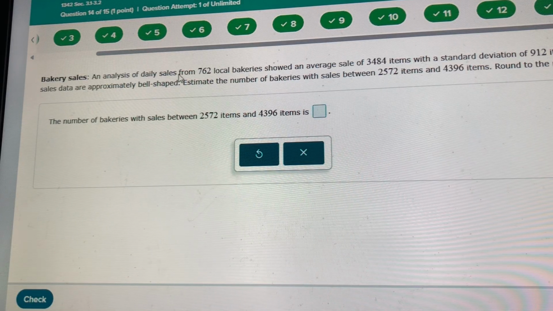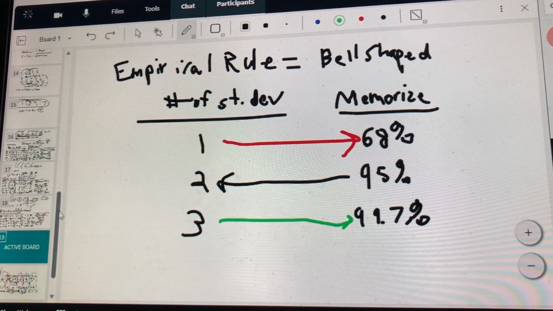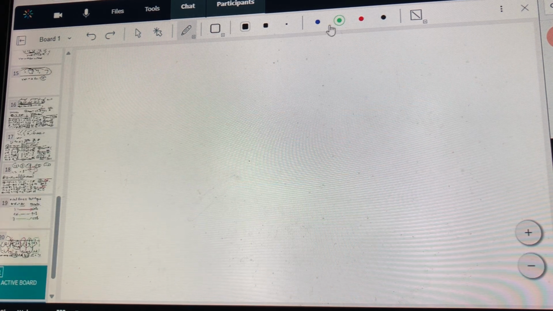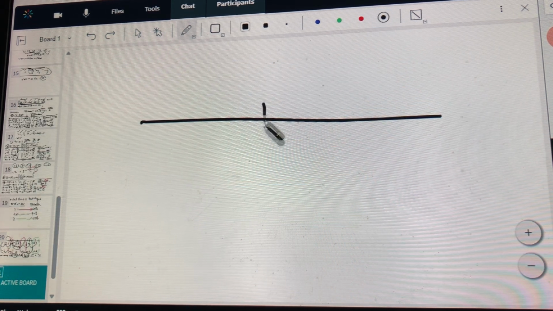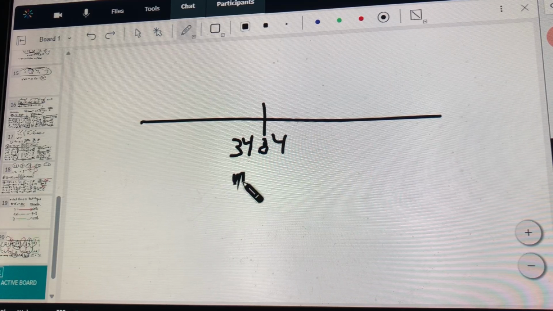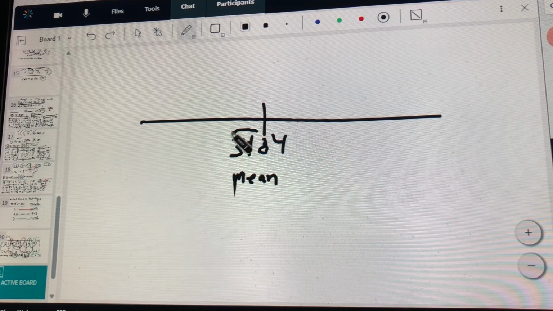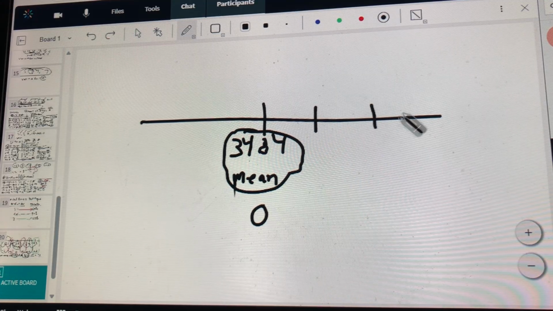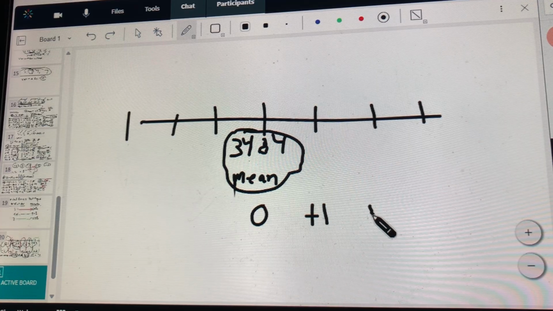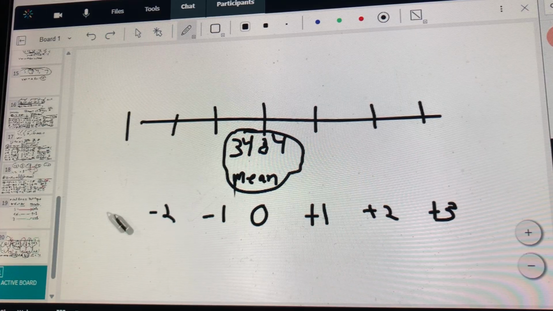14, analysis of daily sales from 762 local bakeries showed an average of 34.84. So put that in the middle of a number line. The average is 34.84. There's the mean. And I always circle that one to keep track of where it is. And this will be the 0 level. So I'm going to go 3 places to the right, 3 to the left. This will be my +1, +2, and +3 levels. -1, -2, and -3.